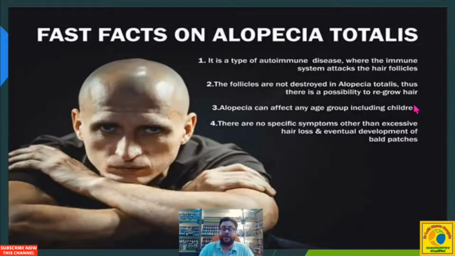In my practice, I have seen the alopecia ranging from a girl of 7 years to a person of 65 years. It can occur in any age, in any sex. It does not have any specific incidence or prevalence regarding the age and sex. There are no specific symptoms other than the excessive hair loss and eventual development of the bald patches. So these are some facts regarding the alopecia.